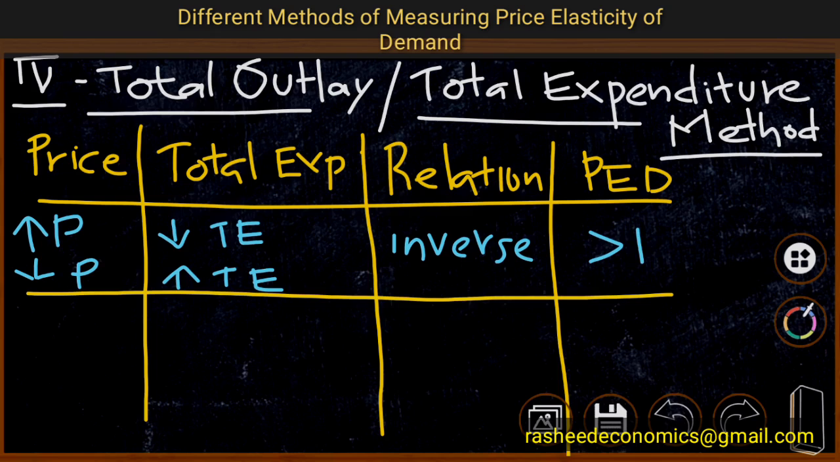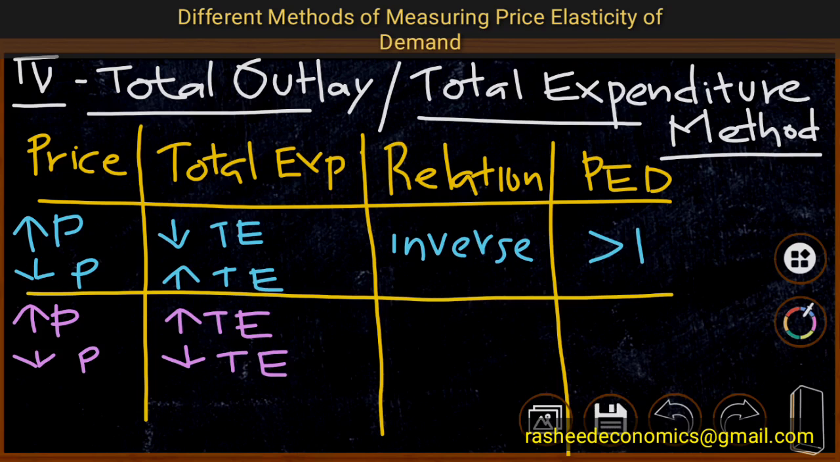In the next case, suppose an increase in price is followed by an increase in total expenditure, and a decrease in price is followed by a decrease in total expenditure. It means that the relation between price and total expenditure is direct or positive. The price elasticity of demand is less than 1. That is, there is less elastic demand.